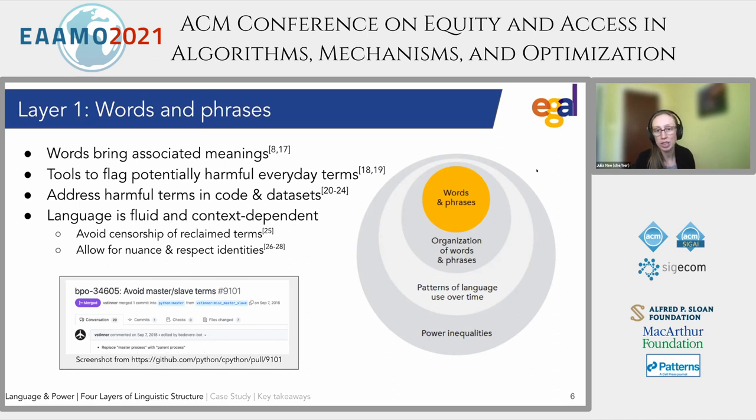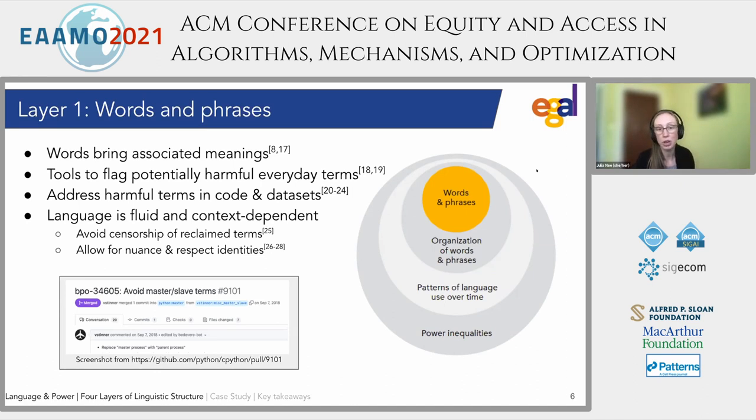Within NLP, addressing harmful terms is important both in the code itself and in datasets. There are options to replace harmful coding terms, such as primary, secondary, instead of master slave. Harmful terms in datasets, whether in data labels or in language data itself, may be learned and reproduced by NLP tools. Using filters to flag and remove hate speech and toxic language from datasets can help.